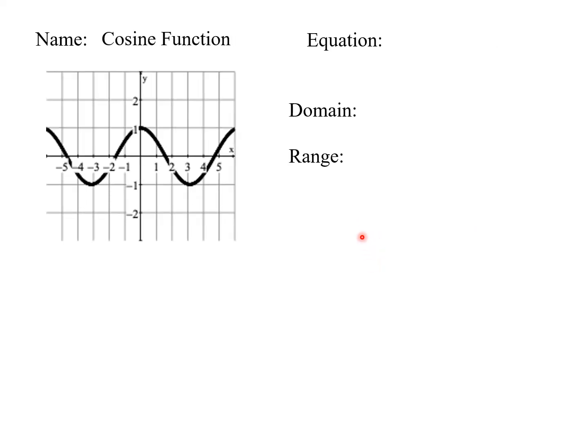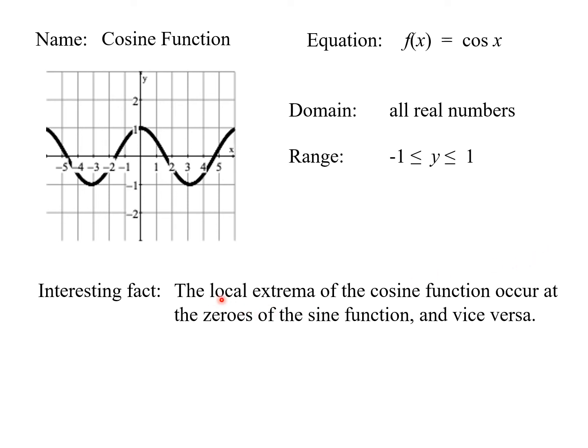This one is called the cosine function, which is kind of the partner to the sine function. It has an equation of f of x equals cosine of x. The domain is once again all real numbers. The range is once again between -1 and 1, inclusive. An interesting fact about this is the local extrema of the cosine occur at the zeros of the sine function and vice versa. If you look back at the sine function, the zeros will be at x equals 0 and x equals here and here. And the zeros of the cosine function will be at the maxima, either positive or negative, of the sine function. So check that out.